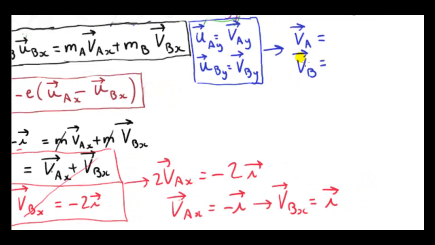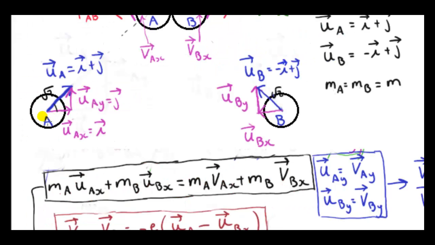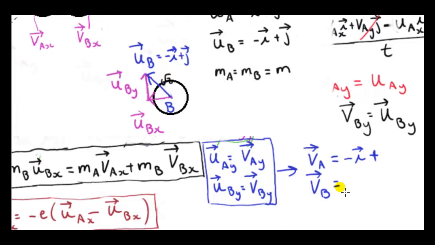So now we can write down the final velocities of the spheres. We have the x components. So to get the velocity of sphere A, we want its x component, which is minus i, and we want to add that onto its y component. That would be VAY. But this is where we use the fact that UAY is the same as VAY, because there's no force in the y direction, no change of velocity in the y direction. So here is sphere A, its velocity in the y direction is j. So that's before the collision, and after the collision it's also j.